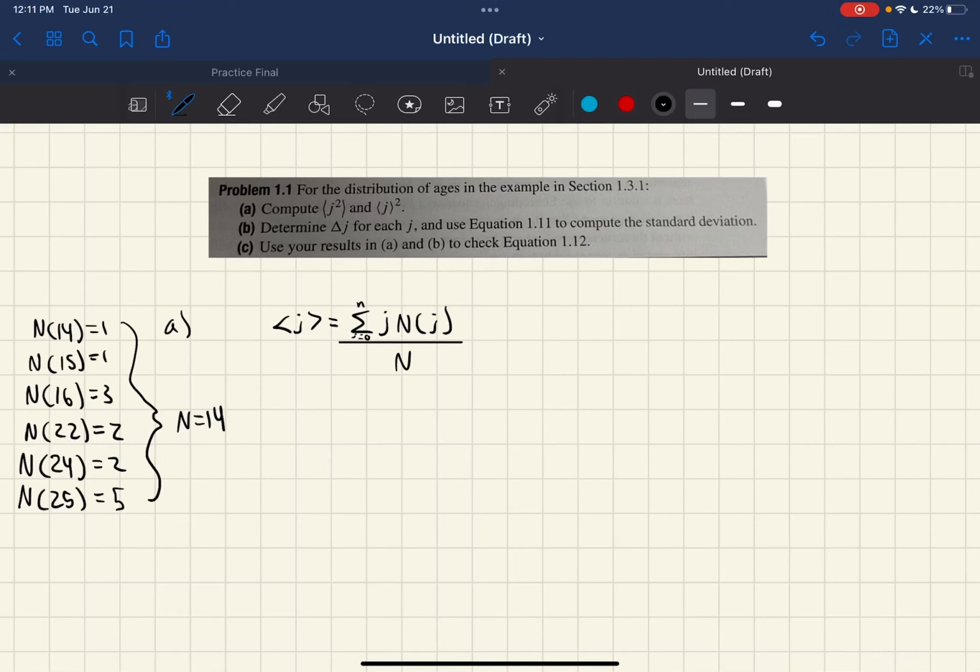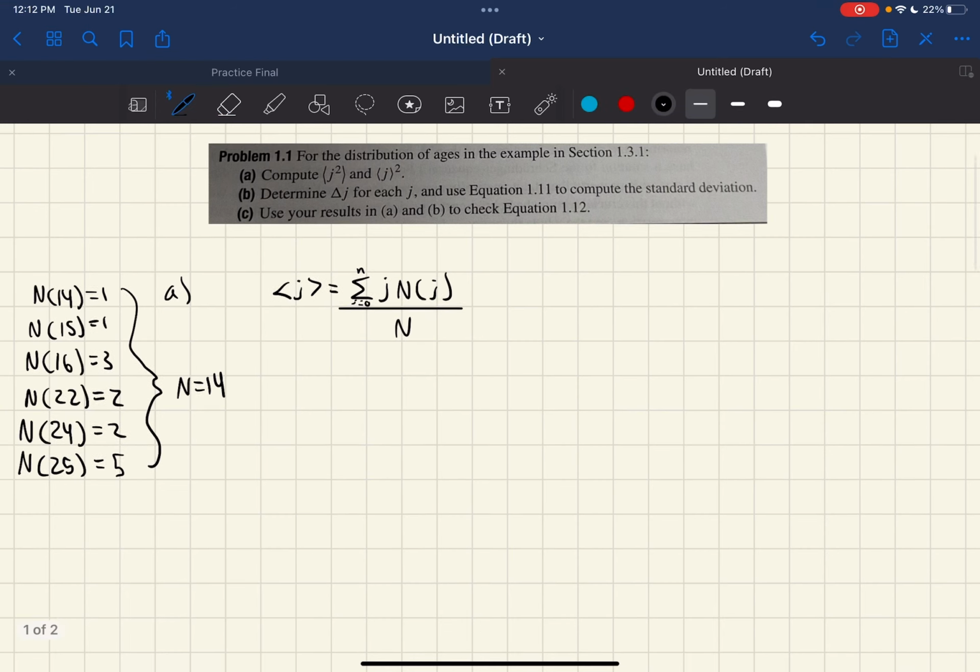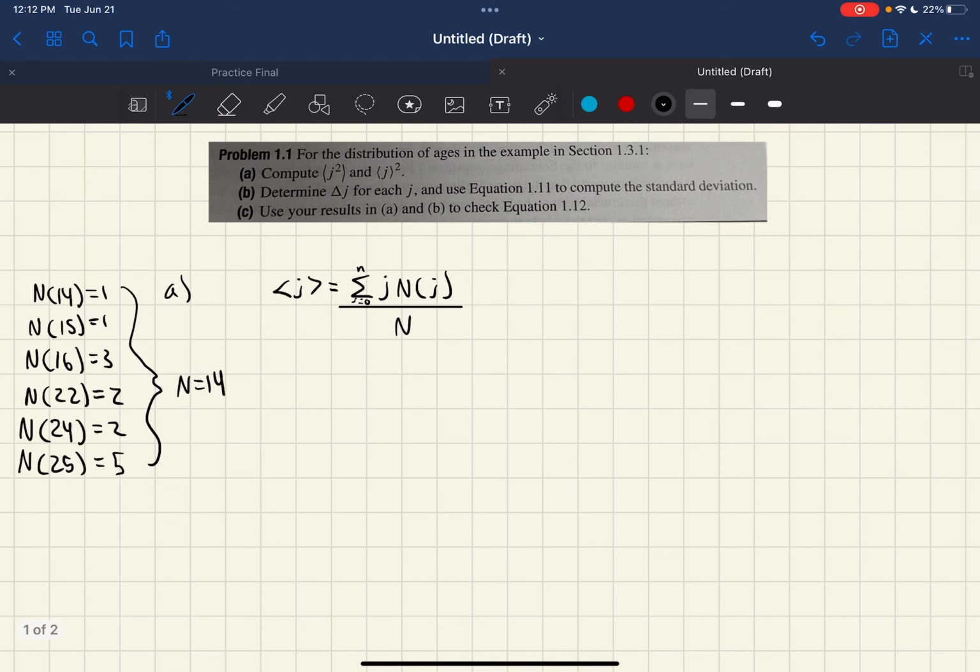Alright, how's everyone doing? Today we're going to do problem 1.1 in Griffiths' Quantum Mechanics, 3rd edition. For this, we're going to be computing the expectation values and essentially proving equation 1.12, which says the standard deviation squared is equal to the expectation value of j squared minus the expectation value of j, quantity squared. We're going to prove this in part C, but for part A, we first need to compute the expectation value of j squared and the expectation value of j, quantity squared.